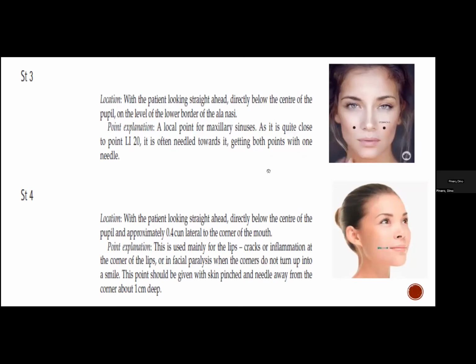Stomach 4, next point we have, is located with the patient looking straight ahead, directly below the center of the pupil, approximately 0.4 chin, lateral to the corner of the mouth. So, i-align din ulit sa center ng pupil, then sa may side po ng mouth. Point explanation: this is used mainly for lip cracks or inflammation at the corner of the lips, or in facial paralysis when the corners do not turn up into a smile. This point should be given with skin pinch and needled away from the corner about 2 cm deep. So, ipipinch po yung skin, saka po manidel pa side ng corner ng mouth.